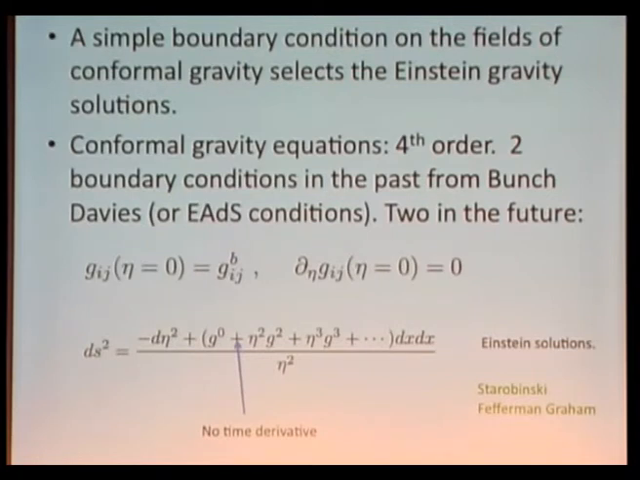And therefore, this unique solution of conformal gravity that we found obeys also this property of the Einstein solutions. And since we expect the solutions to be unique, at least for small deviations around AdS space or dS space, then since the Einstein solution obeys the equations, that must be the unique solution. So this is the boundary condition that selects the solution.